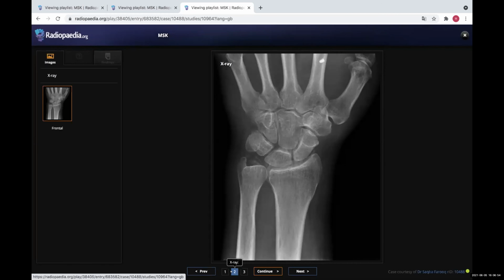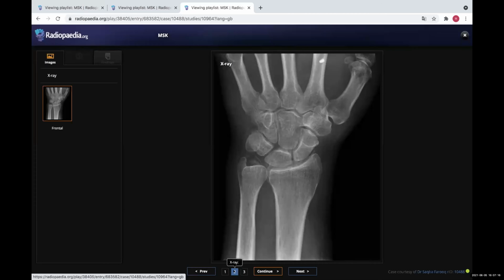Okay, the frontal AP view of wrist. Spotter diagnosis, if you can see. Yeah, there is calcification of the triangular fibrocartilage. Good. And what is the differential diagnosis for this? So apart from that, I don't see anything obvious.